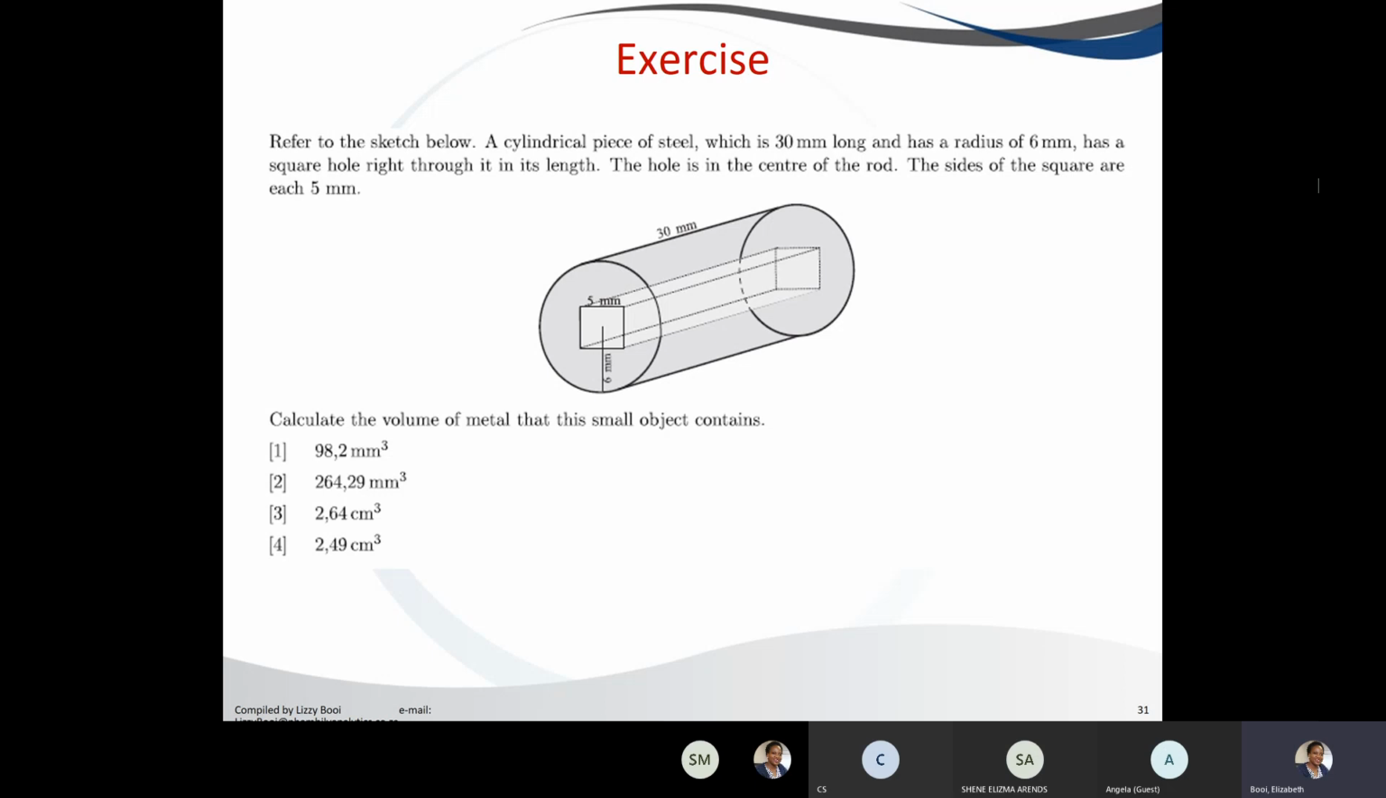So we'll have to calculate the volume of a cylinder. We have to calculate the volume of a prism. We have to subtract one from the other so that we can get the volume of the metal. So we need to calculate the volume of this steel by taking away that shaded white area.